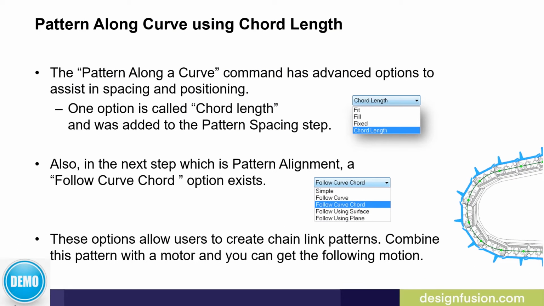Another advanced command is the pattern along curve using chord length. The pattern along curve command has advanced options to assist in spacing and positioning. One option is called chord length and was added to the pattern spacing step. Also in the next step, which is pattern alignment, a follow curve chord option exists. These options allow users to create chain link patterns. Combine this pattern with a motor and you can get the following motion.